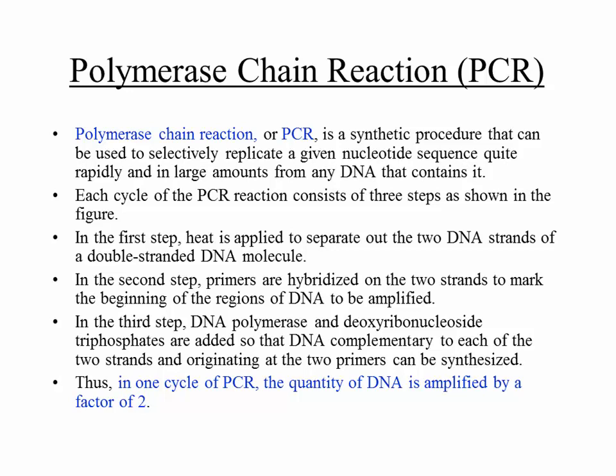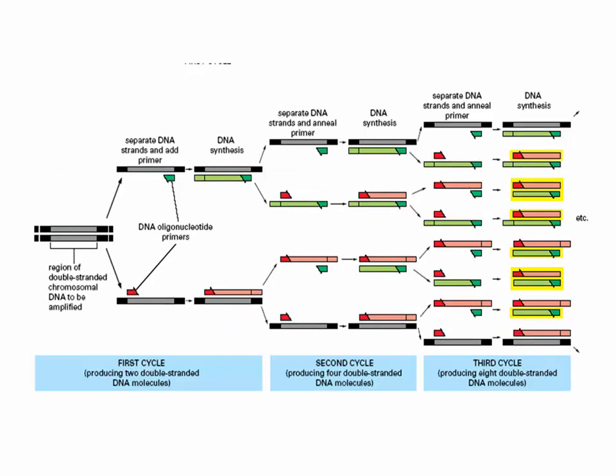Yeah, because the reaction that you want to take place is an energetically unfavorable reaction, right? So triphosphates are added so that DNA complementary to each of the 2 strands and originating at the 2 primers can be synthesized. So in one cycle of PCR, the quantity of DNA is amplified by a factor of 2, right? And you do this n times, you'll get 2 to the power of n. So this is the first cycle, second cycle, third cycle, and so on.